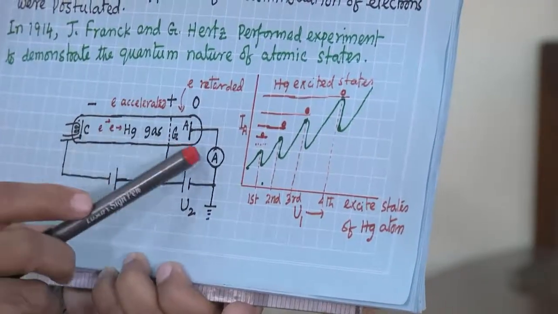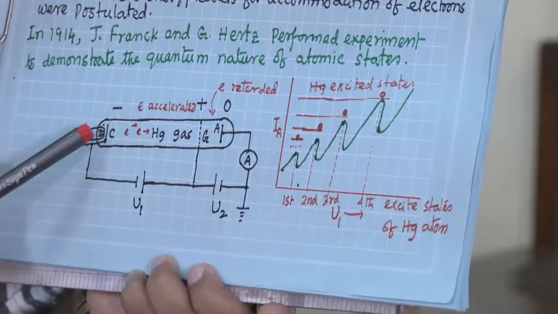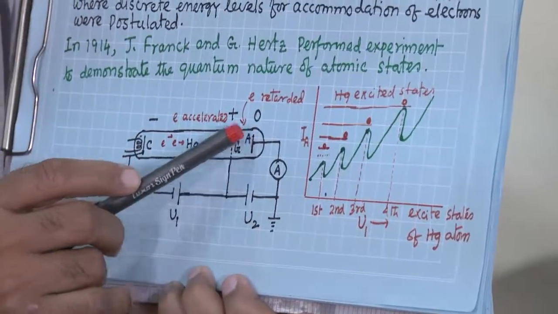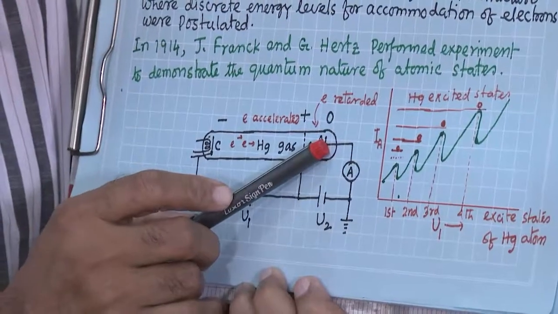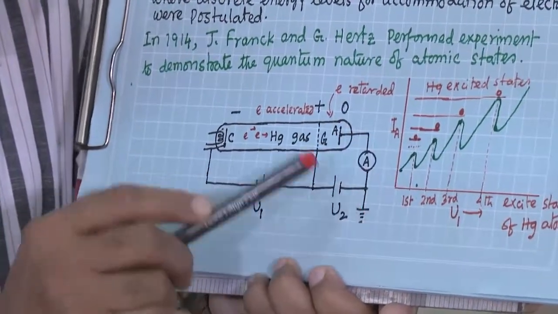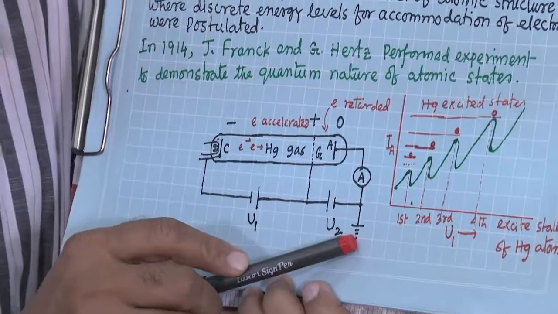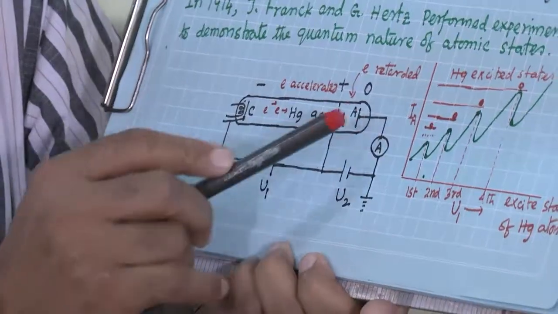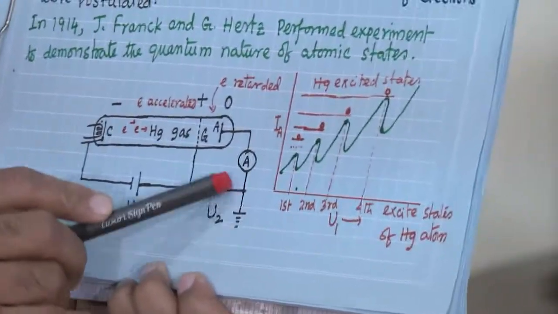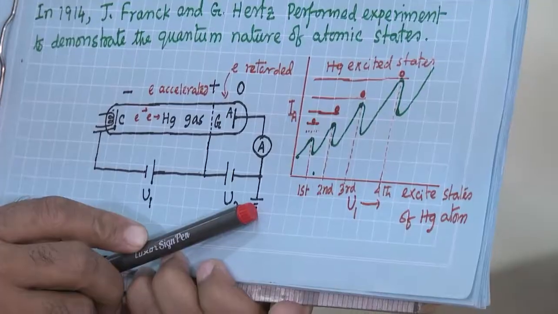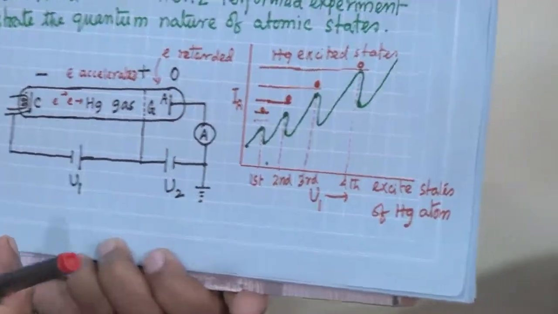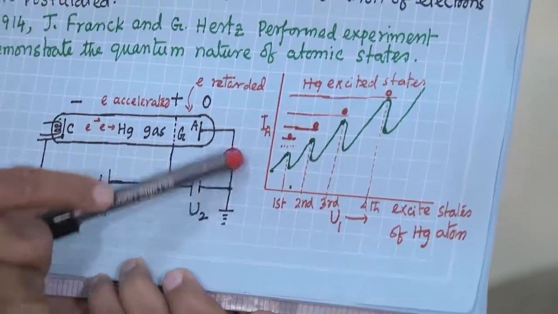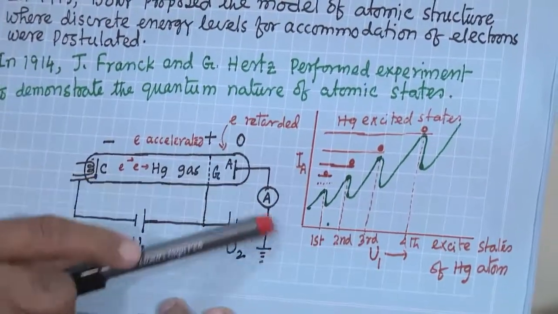Why are we getting that anode current? From the cathode electrons are emitted, and those electrons travel through the tube and reach the anode, and from there they go to ground. Some positive voltage is given, and it is grounded, which is similar to a negative voltage. So we will get a current in this circuit, which is called the anode current.